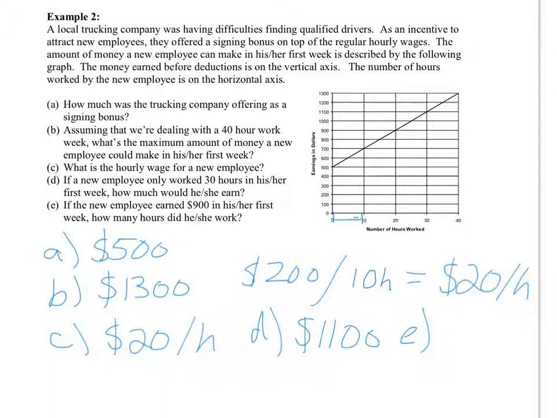And the next question is, if the employee earned $900 in his or her first week, how many hours did he or she work? So now, instead of looking at the horizontal axis, we're looking at the vertical axis, and we want to go up to $900 in his or her first week. So at $900, we go over until we hit the line. It hits the line right there, and that equates to 20 hours. So the employee would have worked 20 hours if they earned $900 in their first week, according to this graph.